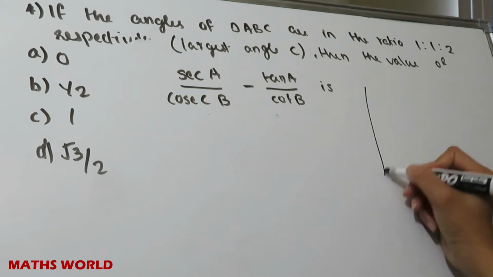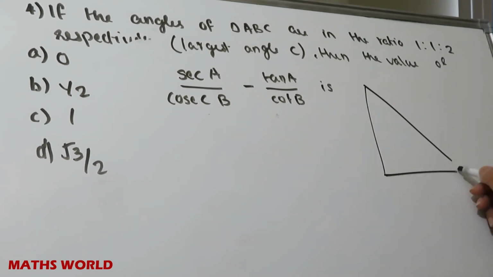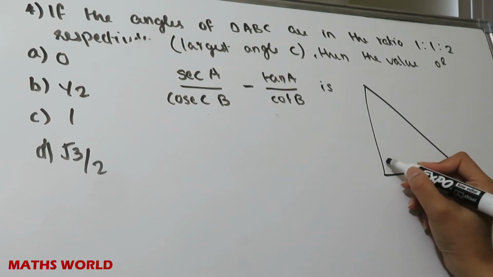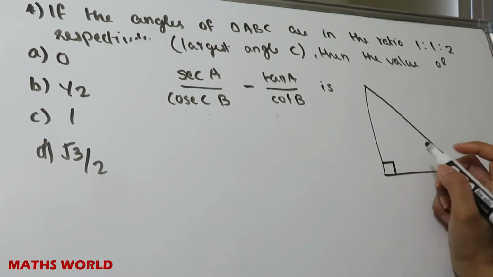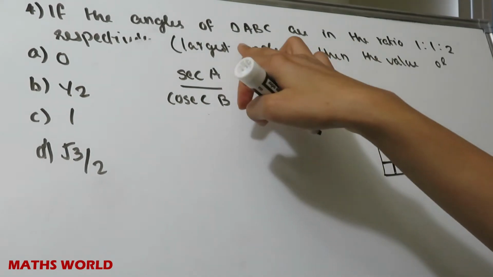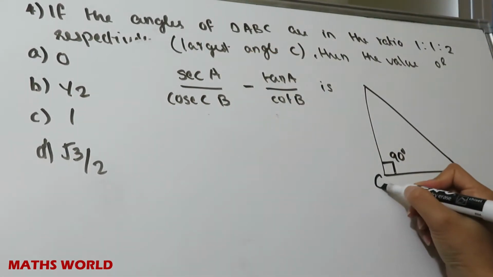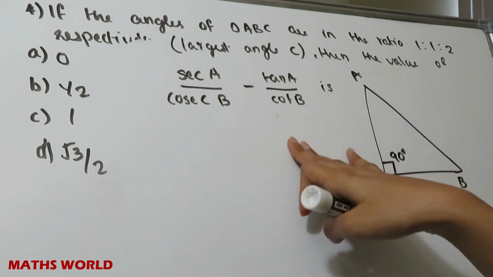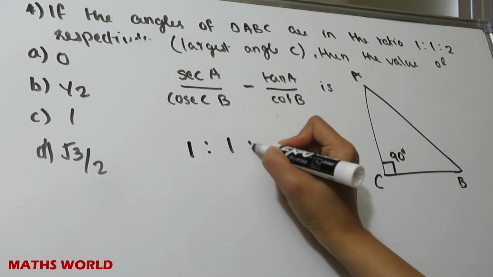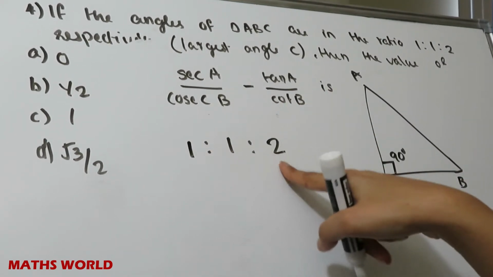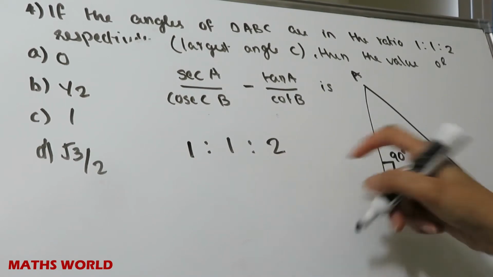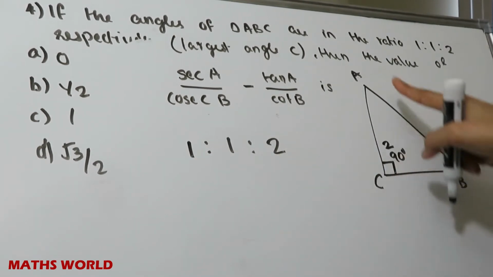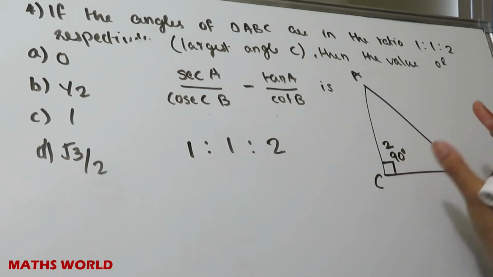Here, this is a question related to trigonometric ratios. So the triangle will be a right angle triangle. And in a right angle triangle, the largest angle is 90 degrees. Here in the question they have given that the largest angle is C. In this triangle ABC, the ratio of angles given is 1:1:2. Here the largest ratio is 2. That will be given to C, because in a right angle triangle the largest angle is 90 degrees.